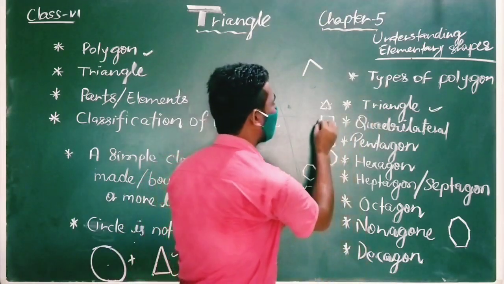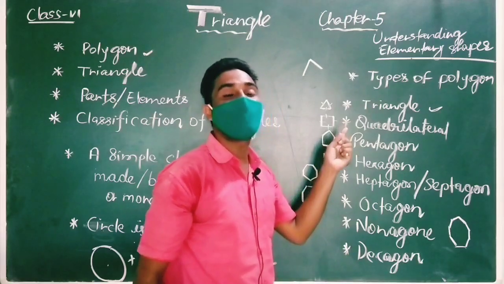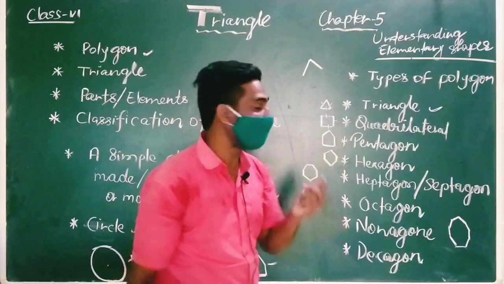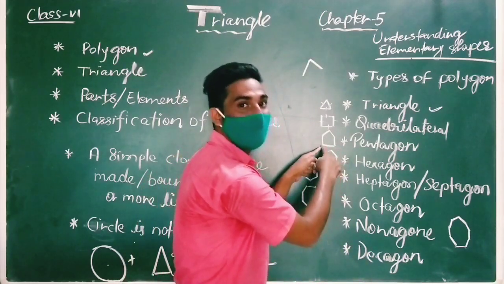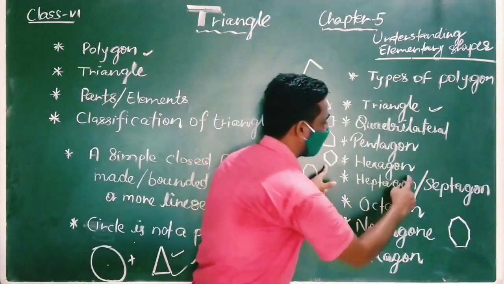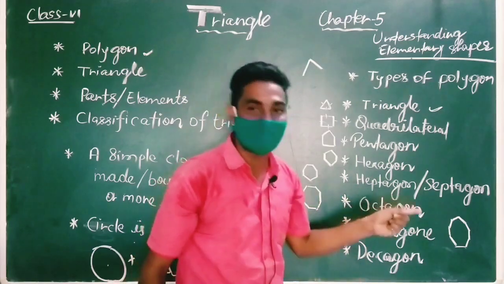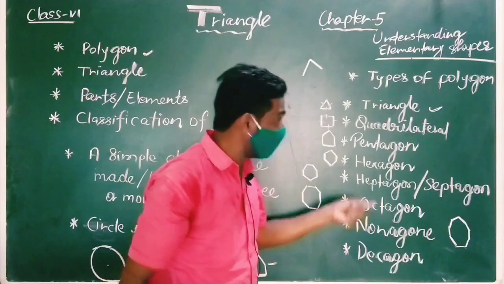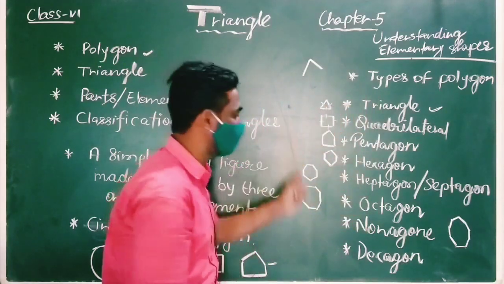Thereafter if you take 4 sides, 1, 2, 3, 4, then that type of polygon is called quadrilateral. If you take 5 sides, then the picture made by 5 sides is called a pentagon. By 6 sides, hexagon. By 7 sides, it is called heptagon or septagon. By 8 sides, that is called octagon. These are all types of polygon, and triangle is the first type, which I will discuss in this video.